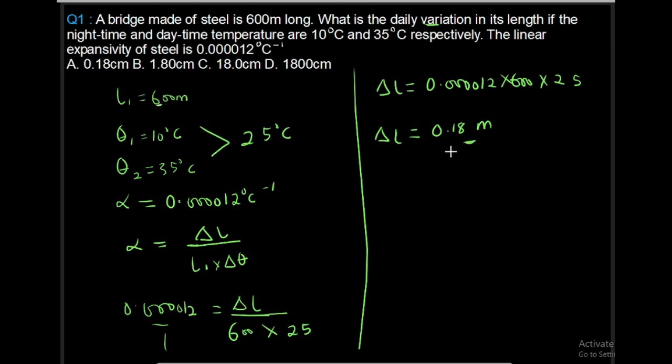So now to get the change in length in cm, we'll simply multiply it by 100. So we have the change in length to be 0.18 times 100, which is 18 cm. That's option C.